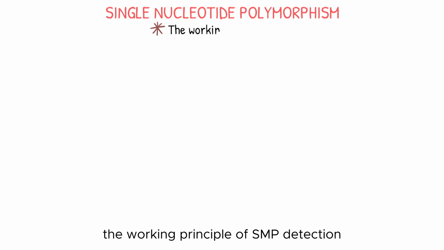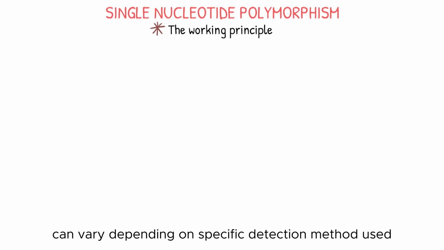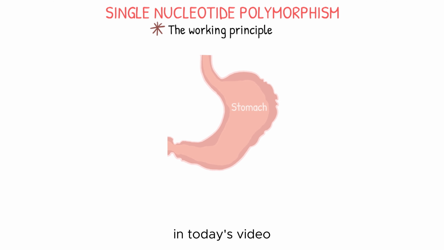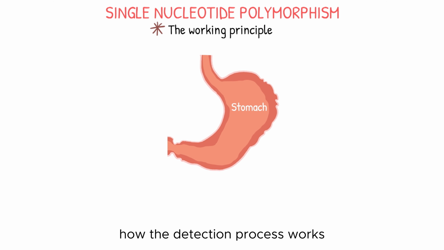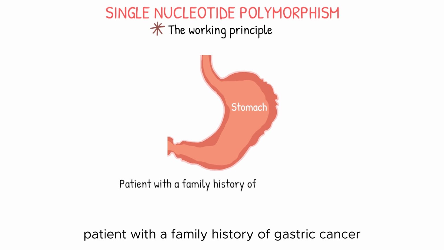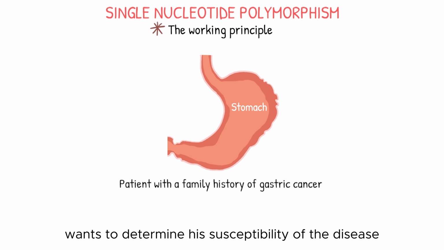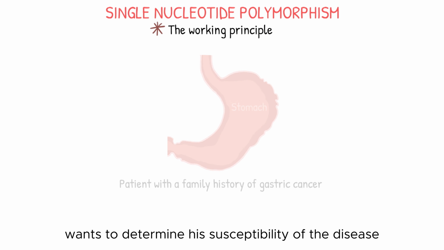The working principle of SNP detection can vary depending on the specific detection method used. In today's video, I would like to illustrate how the detection process works using the example of a patient with a family history of gastric cancer who wants to determine his susceptibility to the disease.